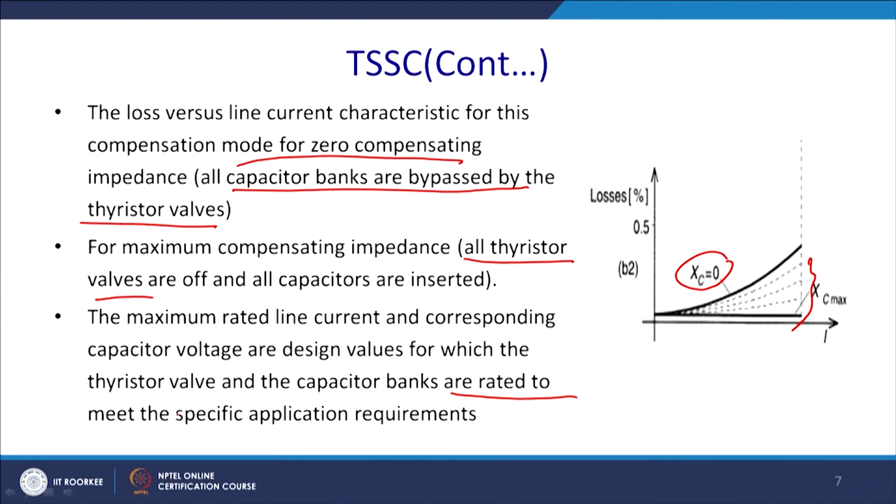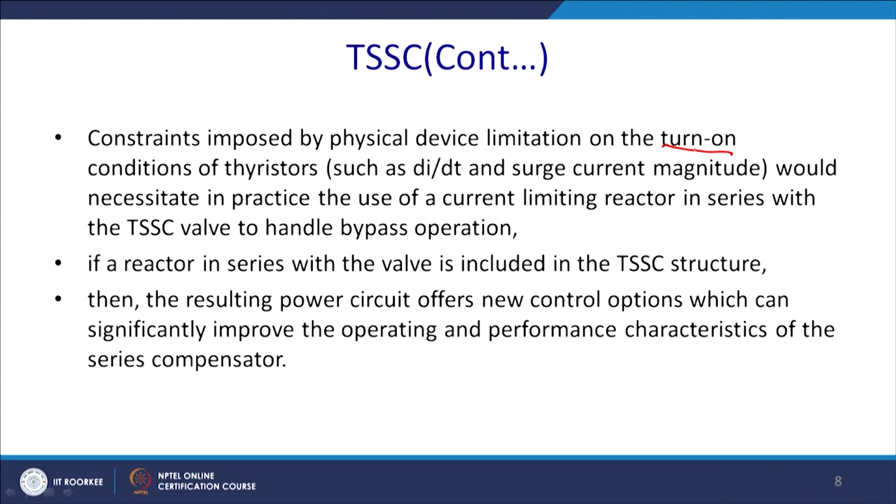The maximum rated current and corresponding capacitor voltage are designed values for which the thyristor valve and the capacitor banks are rated to meet the specific application requirement. So, we have to choose properly the DC capacitor voltage and the value of the capacitor. Constraints imposed by the physical device limitations on turn on condition of the thyristors, such as di/dt protections and the surge current magnitude, would necessitate in practice to use a current limiting reactor.